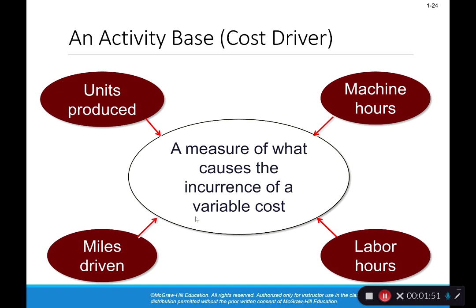Variable costs are going to change based on some type of cost driver. A cost driver is anything that changes the variable cost. It's what makes the variable cost change. In my example, it was the number of pages we print. In practice, it could be the units we produce, the machine hours that are worked, the miles that we drive, the labor hours that are incurred. It all depends.